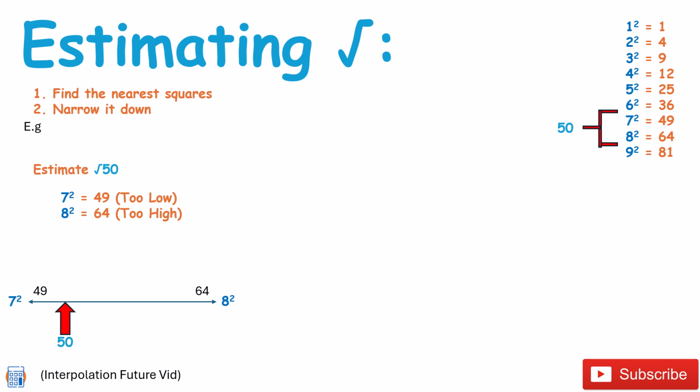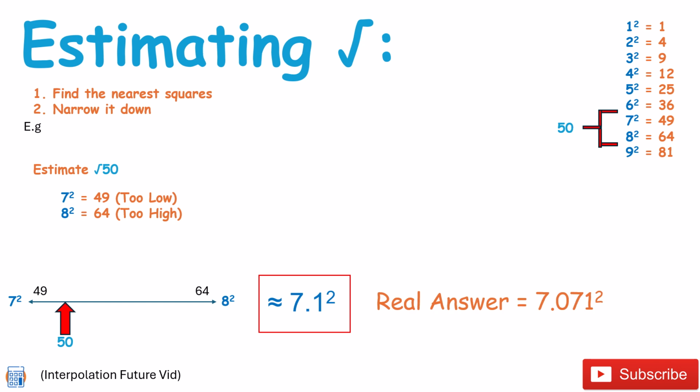I'm going to have a guess that it's 10% of the way along that line. So we'll call it 7.1. Now, the real answer is 7.071, so we weren't far off. But if you're wondering how you actually find the real answer, if it says to find a specific value, you have to use interpolation, which there'll be a future video on.